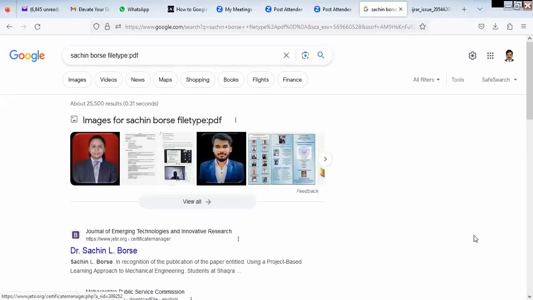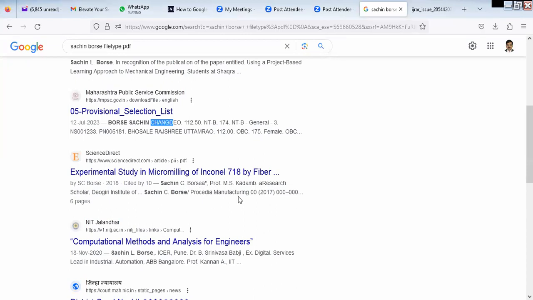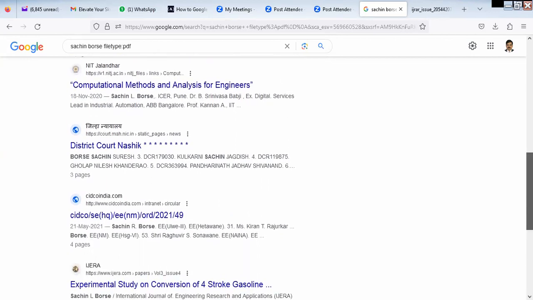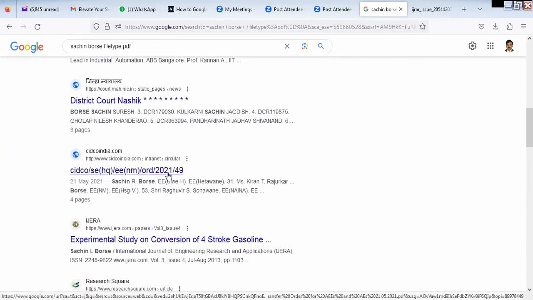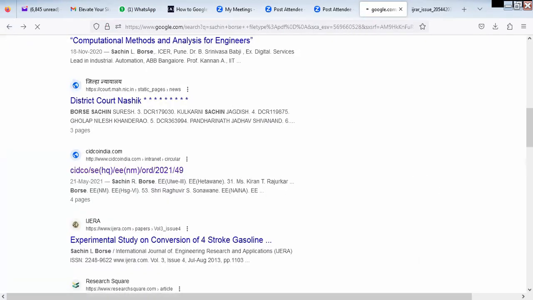Like here, my paper is coming, some paper is coming. Provisional selection list: there is a Sachin Borse, but my father's name is different, so this is a different Borse. This NIT Jalandhar, I have given some lecture, so it is coming. Everything that is a PDF will come. Let us see whether it is a PDF. It is a PDF. Wherever there is Sachin Borse, that will come.